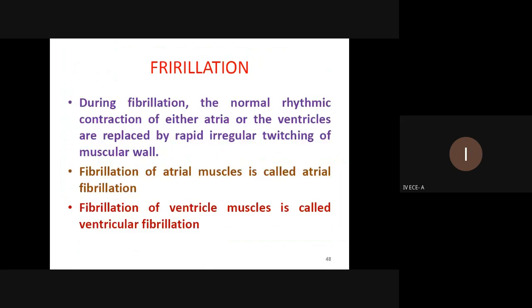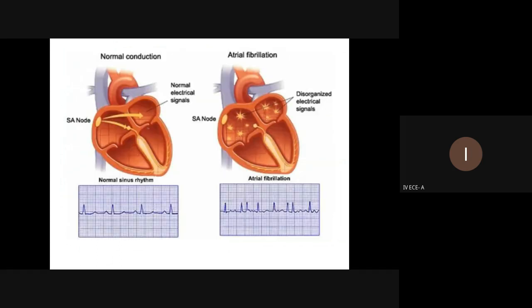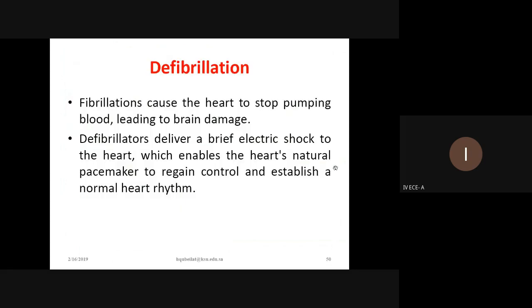So during fibrillation, the normal rhythmic contraction of either the atria or the ventricles is replaced by rapid irregular twitching of the muscular wall. Fibrillation of atrial muscles is called atrial fibrillation. Fibrillation of ventricle muscles is called ventricular fibrillation. Okay, so this is the fibrillation condition, normal sinus rhythm, atrial fibrillation. Okay, so what is meant by defibrillation?